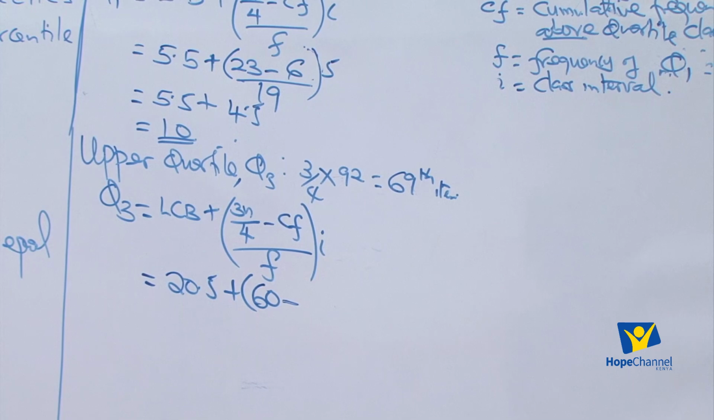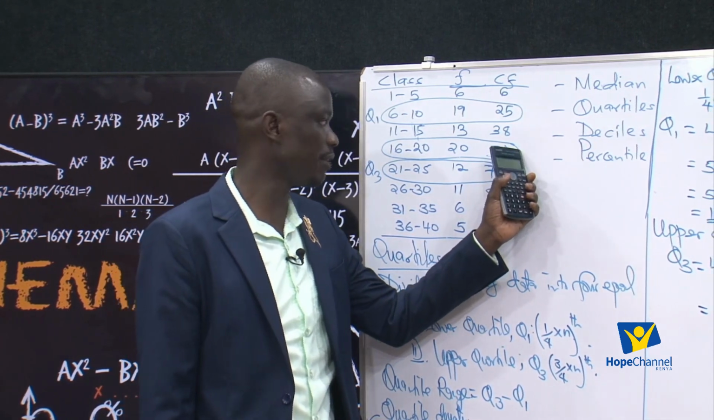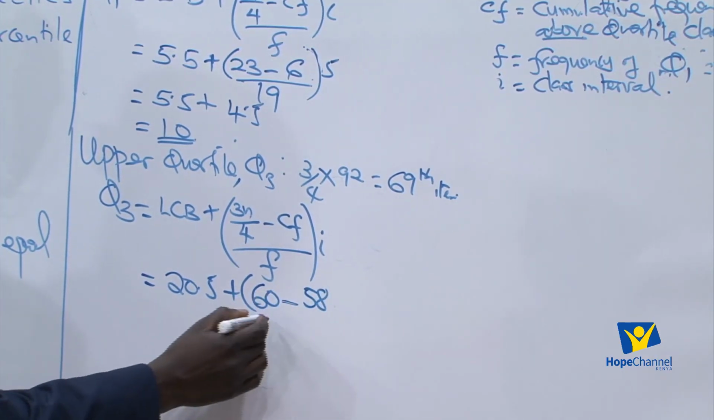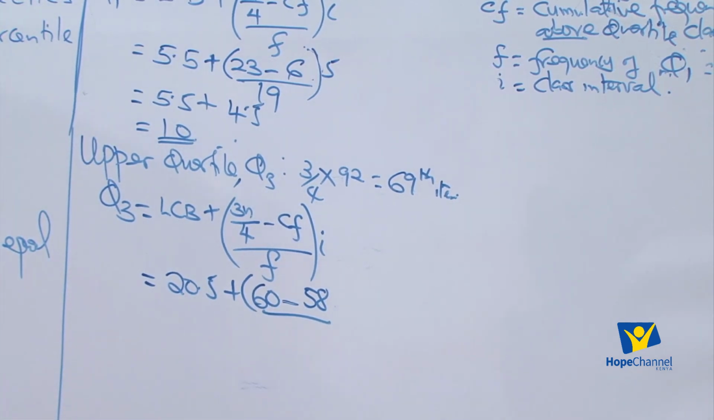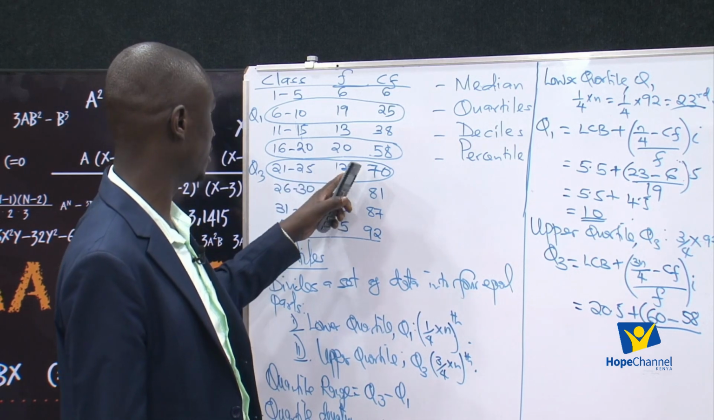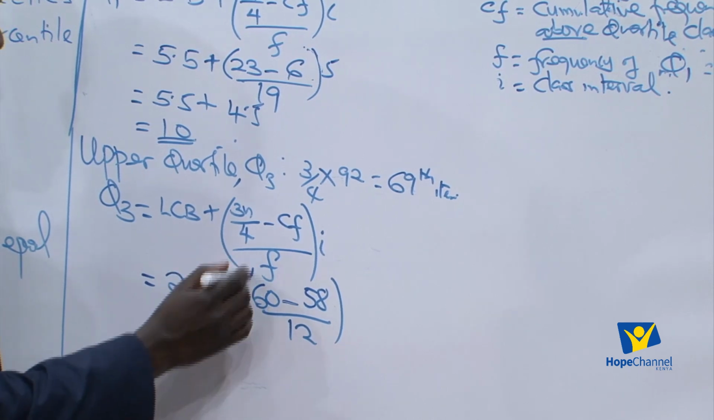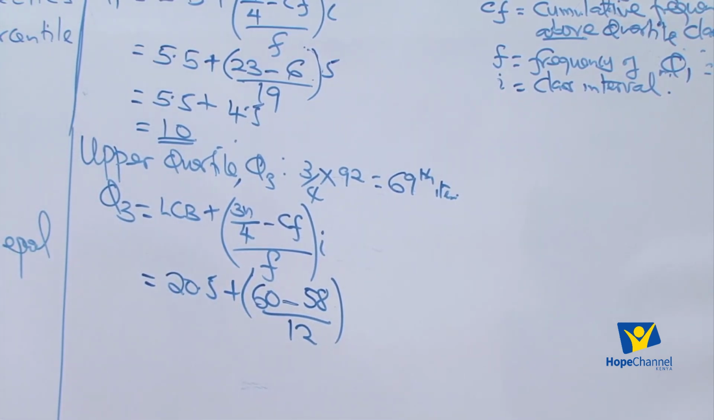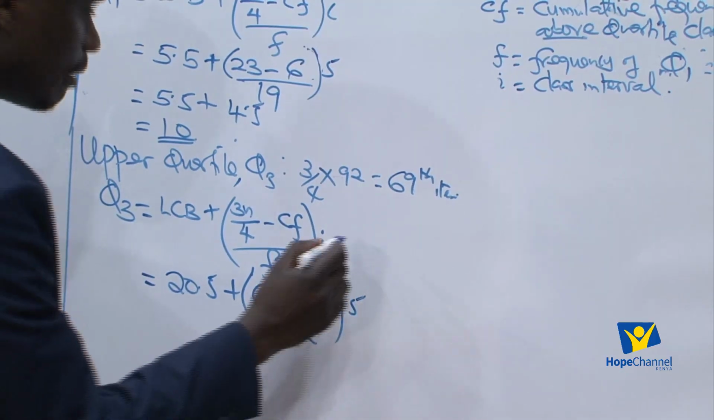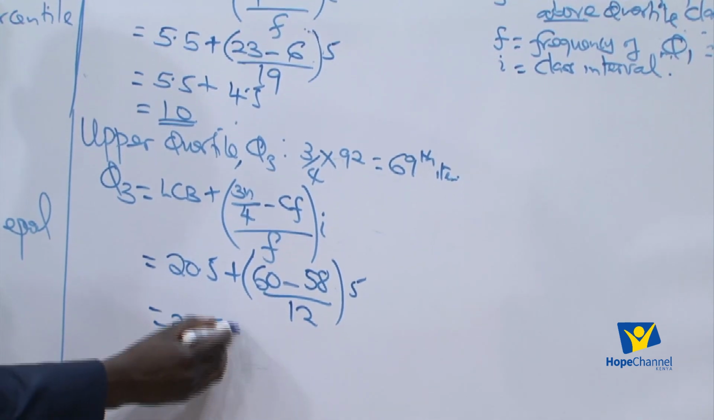Then CF is the cumulative frequency above that class. This class has a cumulative frequency of 70, and above it is 58. So subtract 58, then divide by the frequency of that class, which is 12. Then we check the class interval. The class interval between 21 and 25 is still 5. So this gives us 20.5 plus.